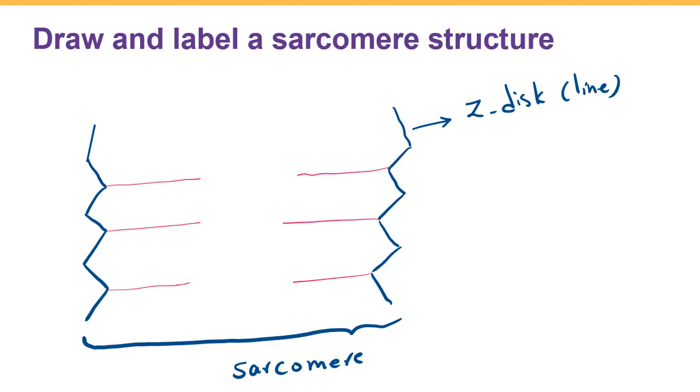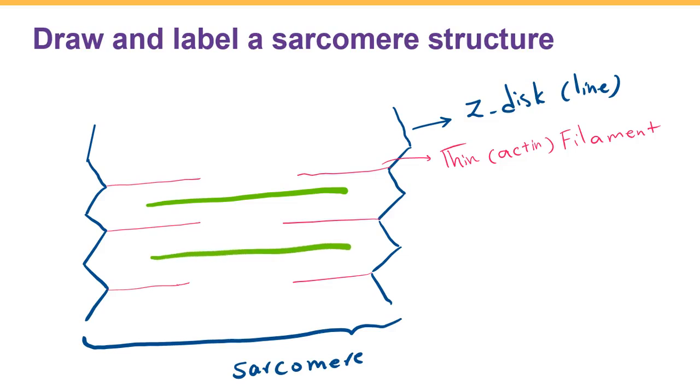Don't forget to label this as thin or actin filament. Now in the center between the thin filaments, let's draw one thick line. This is your thick filament. Do not forget to label this as your thick or myosin filament.